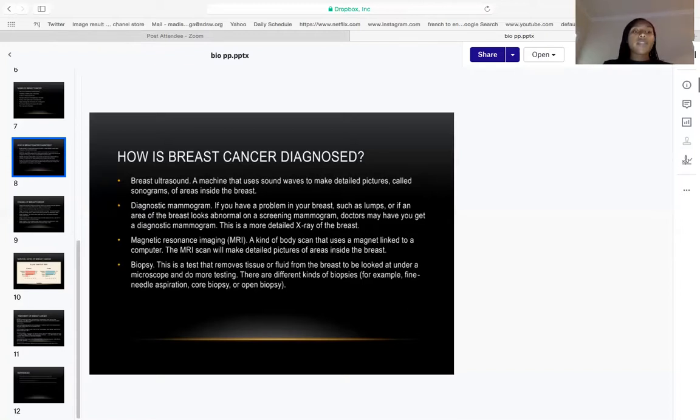Magnetic resonance imaging, or MRI, a kind of body scan that uses a magnet linked to a computer. The MRI scan will make detailed pictures of areas inside the breast. Biopsy. This is a test that removes tissue or fluid from the breast to be looked at under a microscope and do more testing. There are different kinds of biopsies, for example, fine needle aspiration, core biopsy, or open biopsy.